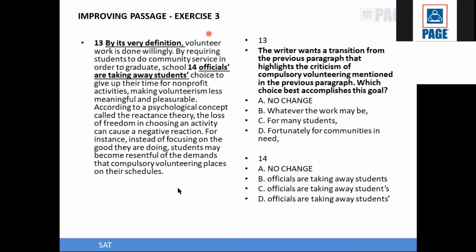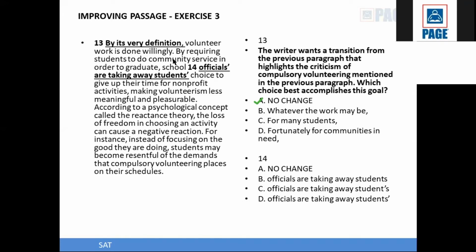One person gave the answer. 13 is A, right, good. So 13 should be the answer. There is no change. Transition, you're going to explain why there is a criticism. So you're explaining the word, which means volunteering work is done willingly. The comma is followed by an explanation. So by its very definition is enough to explain the goal of the writer. So it should be A. Okay, no change. The same thing with the 14th one.